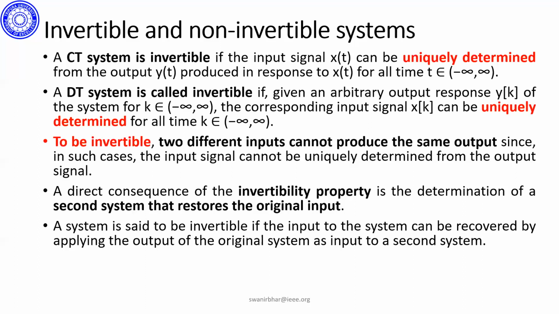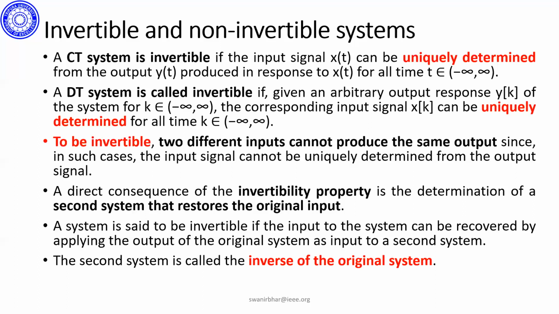So a system is said to be invertible if the input to the system can be recovered by applying the output of the original system to the second system. The block diagram we can make here is that system S1 is giving output, say we have X1 giving output Y1 for system S1. So with output Y1, if we can get back X1 dash, which is the same as X1, then it is an invertible system. So the second system which produces the inverse or X1 dash is the inverse of the original system.